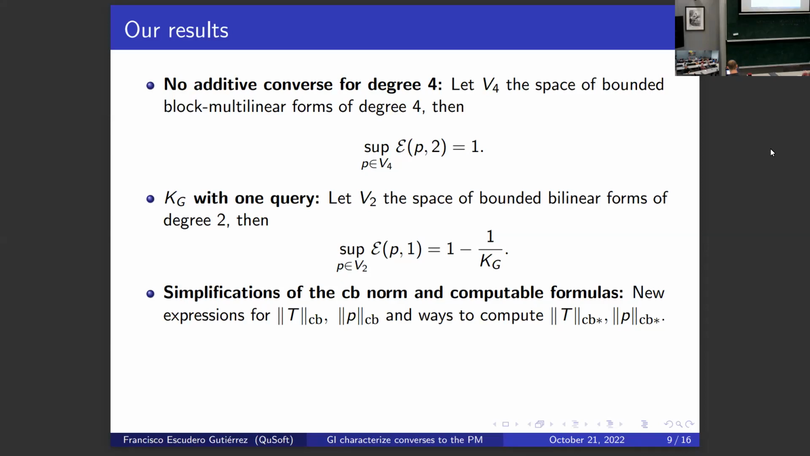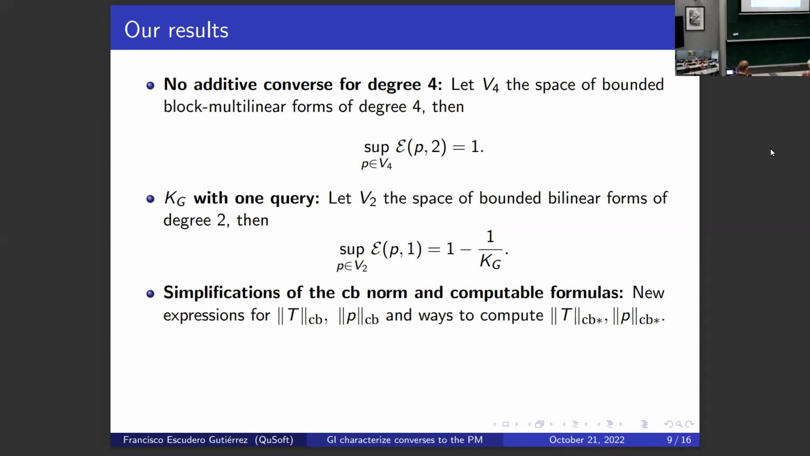So if you have any question about the results, please go ahead. What's the star? CB star. Oh, yeah. Sorry, I didn't say anything about this, but we also gave formulas to compute the dual norms of these norms. The dual versions. The star means dual. If you say a norm star, it is the dual version of the norm.